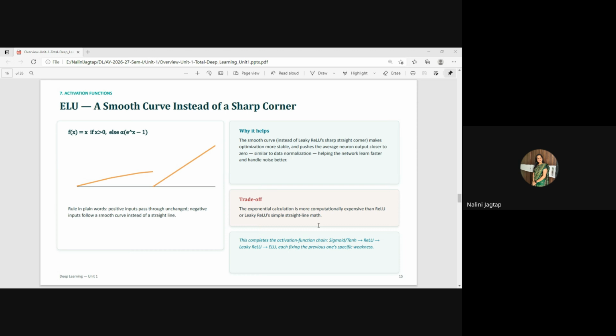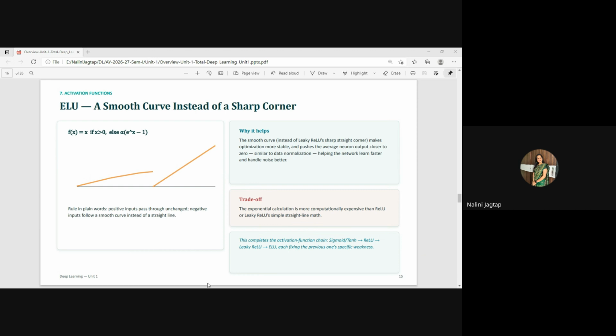And this in turn tends to help the network converge faster and cope more gracefully with noisy inputs. So that's how the story of the exponential linear unit, that is ELU, comes into the picture. Calculating the exponential function at every single neuron on every forward pass is of course more expensive than the simple straight line comparison you do with ReLU and Leaky ReLU. But ELU is a new chapter in itself, which overcomes various problems for this activation function.